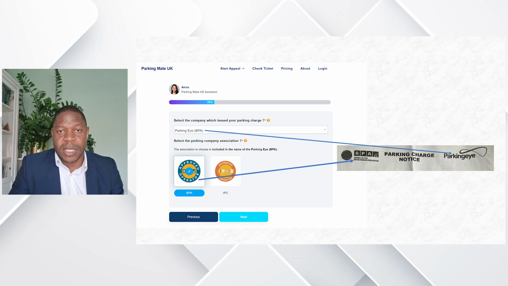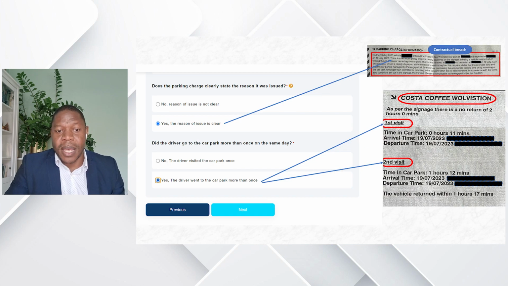The first screen just involves selecting the parking company name and the operator association, which is pretty straightforward. It's Parking Eye and it's BPA. On the second part, does the parking charge clearly state the reason it was issued? In this case, we selected yes, the reason of issue is clear because they provided quite a detailed explanation of the reason, which includes no return.